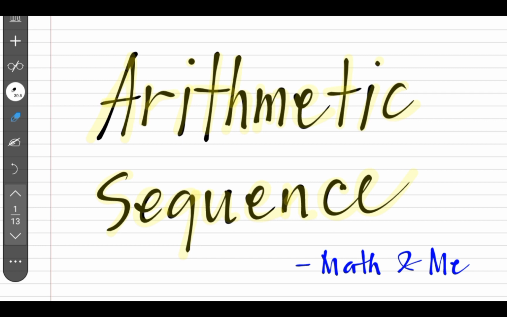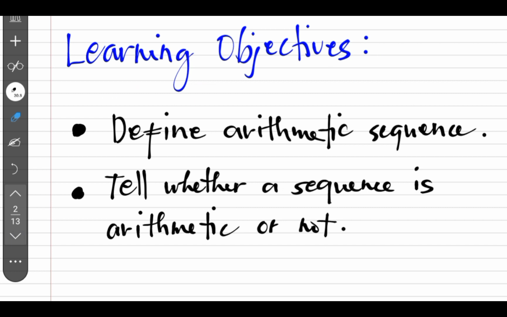For today's learning episode, I will share with you the first lesson, or the first topic, in Quarter 1 of Mathematics 10. That topic is Arithmetic Sequence. But before we proceed, let me give you the learning objectives of this learning episode. You are expected to define arithmetic sequence and tell whether a sequence is arithmetic or not.